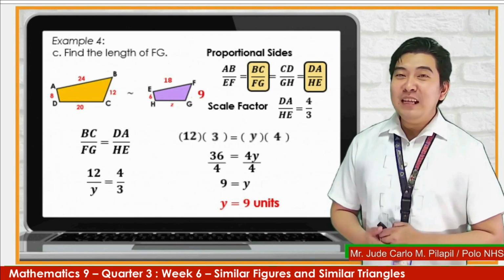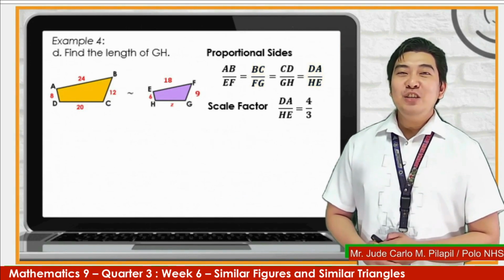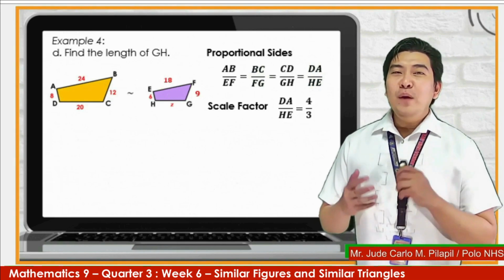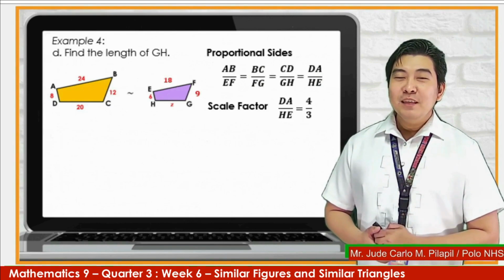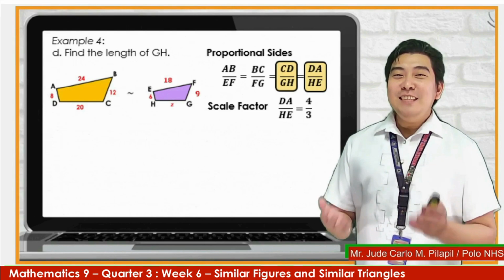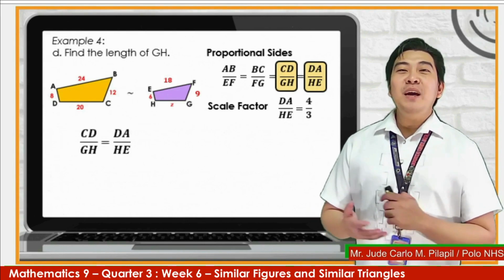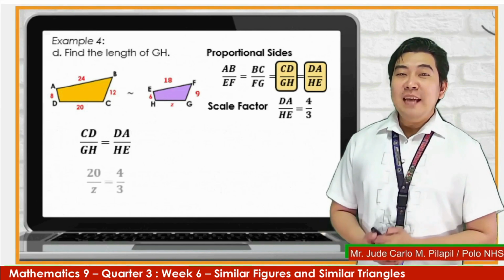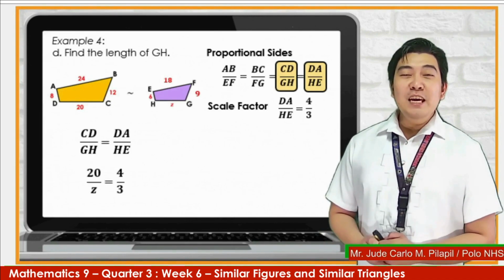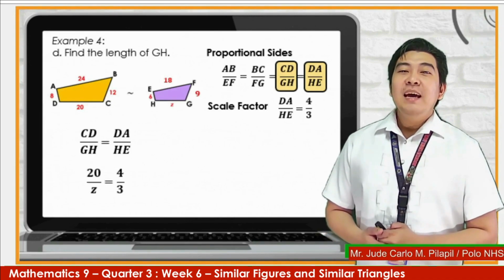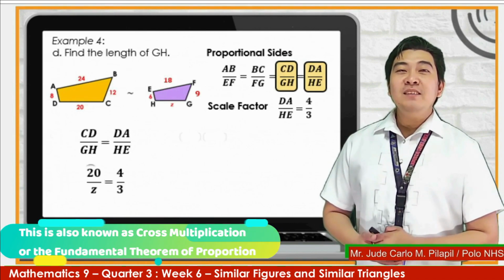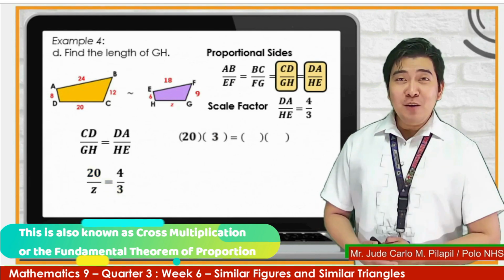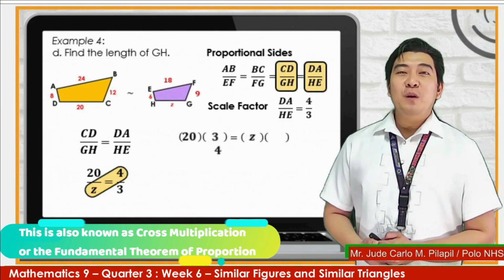Let us solve for the length of the last side, and that is side GH. To find the length of GH, we need to find the ratio with side GH in it. So that will be CD over GH. And we need to equate that to our scale factor DA over HE. Substituting the lengths, we have 20 over Z is equal to the scale factor 4/3. Next, let us apply the means and extremes theorem. Multiply 20 times 3. And it must be equal to the product of Z times 4.